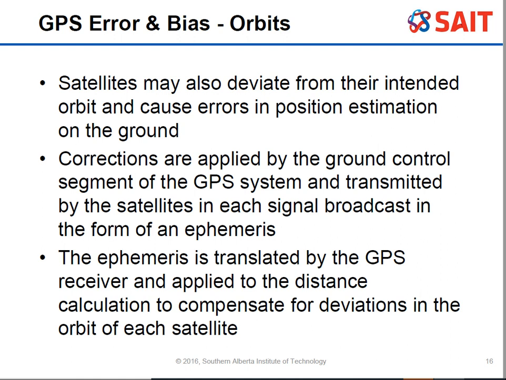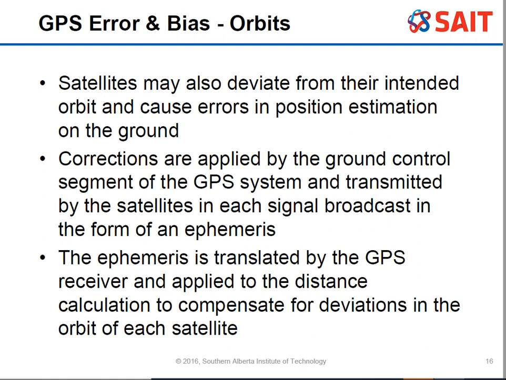Then for orbits, which is the next error, the satellites can deviate from their intended orbit, and it can be caused by all kinds of things. Yes, we have Kepler's laws, and we really don't have friction or anything happening there. It's not like being driven with a steering wheel. So solar winds can move it around. There can be all kinds of stuff that happen.